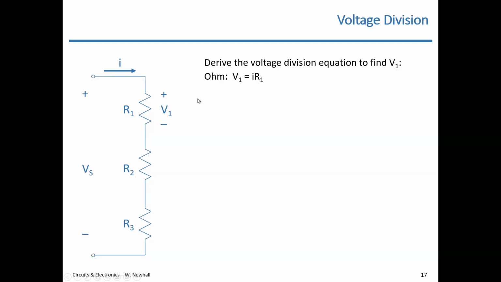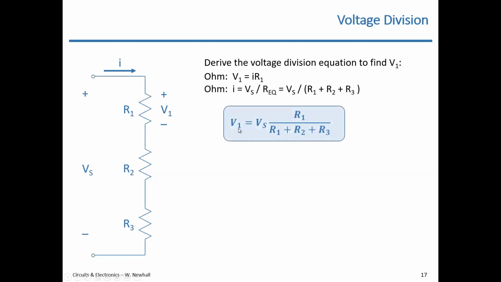Also by Ohm's law, I could say, well, if I know the voltage VS and I knew the equivalent resistance, which I can calculate now, then that current I is VS over REQ, because REQ would be the sum of R1, R2, R3. So I equals VS over the sum of the resistances. Okay, so then I can plug in this I, this VS over R1, R2, R3, that sum, into this top Ohm's law equation, and I can say V1 equals VS times R1 over R1 plus R2 plus R3.